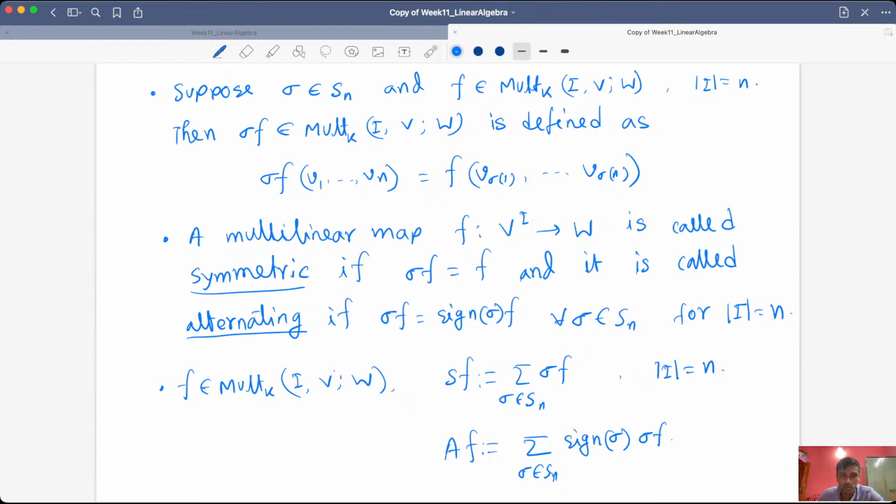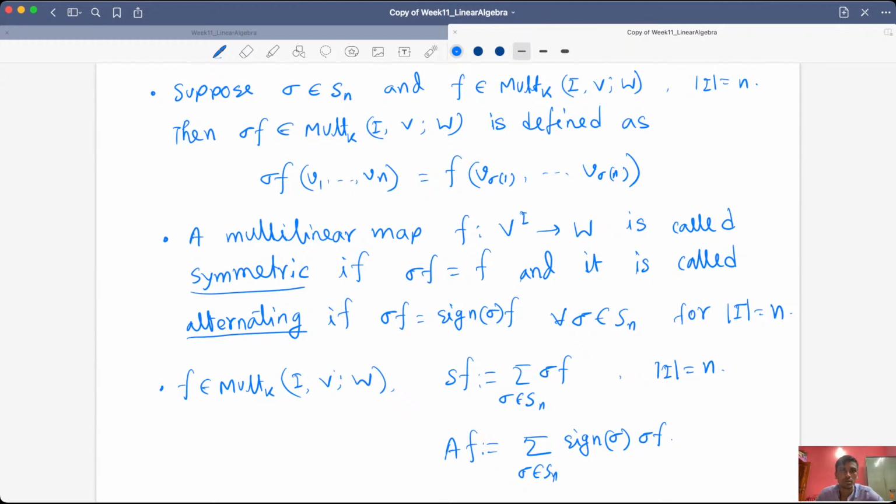This is simply because if you multiply by any permutation tau belonging to S_n, then sigma going to tau sigma is a bijection of S_n. So the sum is still over S_n, but one extra sign of tau will come up. That's why this gives you alternating, and here there is no sign, so it is still the sum over S_n, and that's why it is still SF. We'll use these things in our problem.